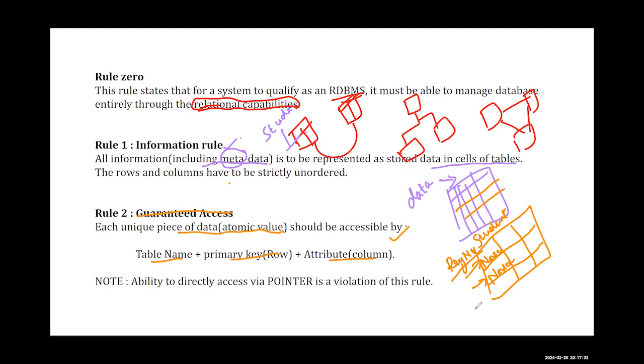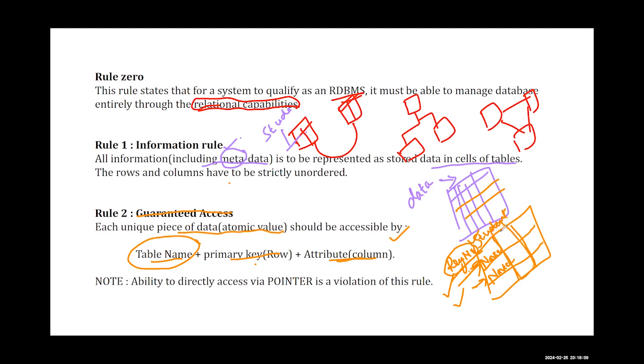For example, if I want to access the data of a student whose register number is 101, how will I access the data? First, I will use the table name, which is student. Then I will use the primary key, which is the register number, and then I can access that particular attribute. For example, if the attribute is name. So table name here is student, primary key is my register number, and attribute is any column which I want to access.